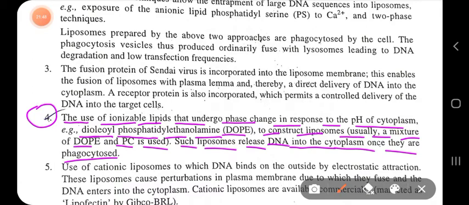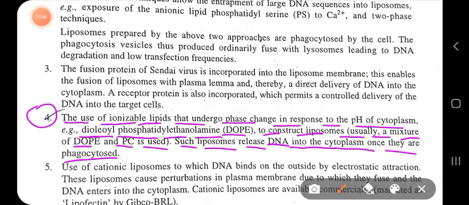So, there is also a type of ionizable lipids. We can also use ionizable lipids that undergo phase transition, or you can say phase change, in response to the pH of the cytoplasm.